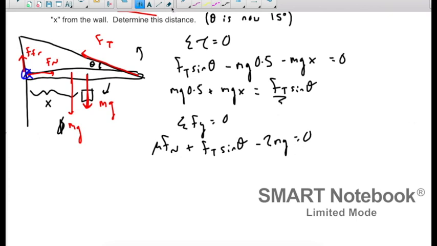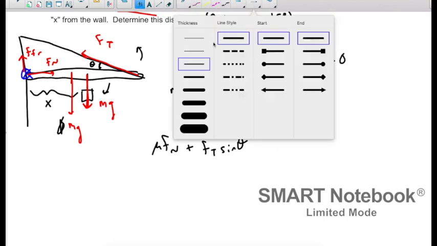And I could, of course, rearrange this to say that my positive forces have got to be equal to my negative force, or my downward force. The sizes of those must be equal to each other.